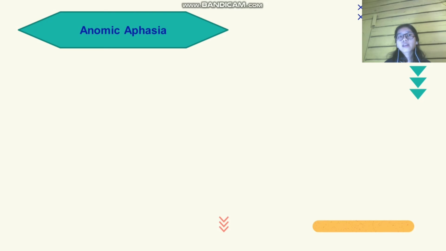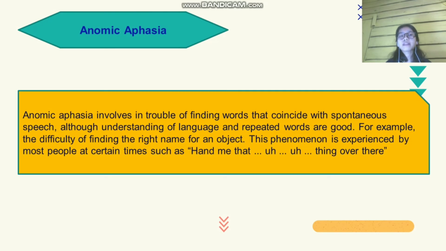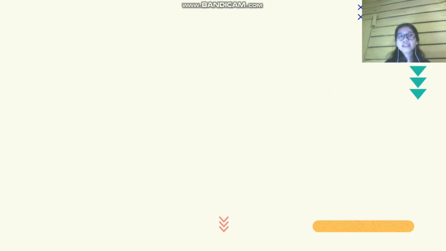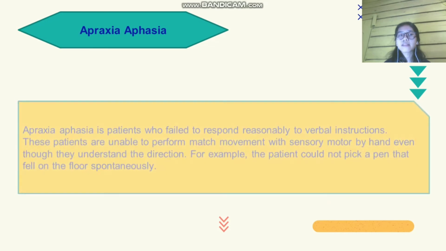Next is anomic aphasia. Anomic aphasia involves trouble finding words that coincide with some spontaneous speech, although understanding of language and repeated words are good. For example, the difficulty of finding the right name for an object. This phenomenon is experienced by most people at certain times, such as "hand me that thing over there."